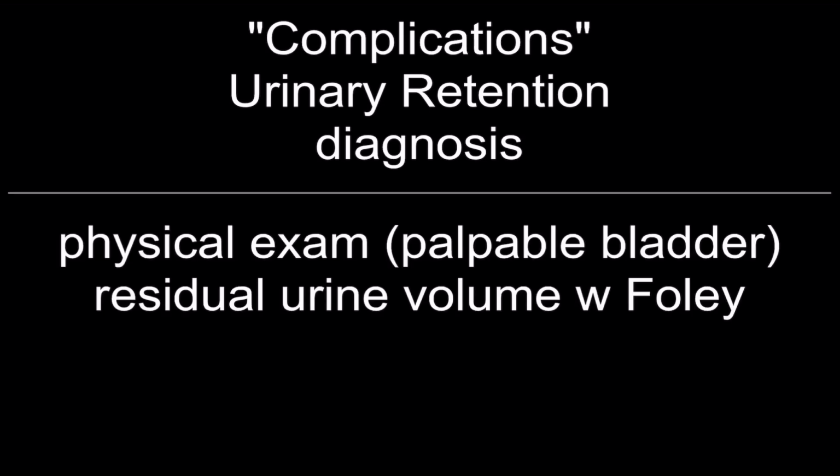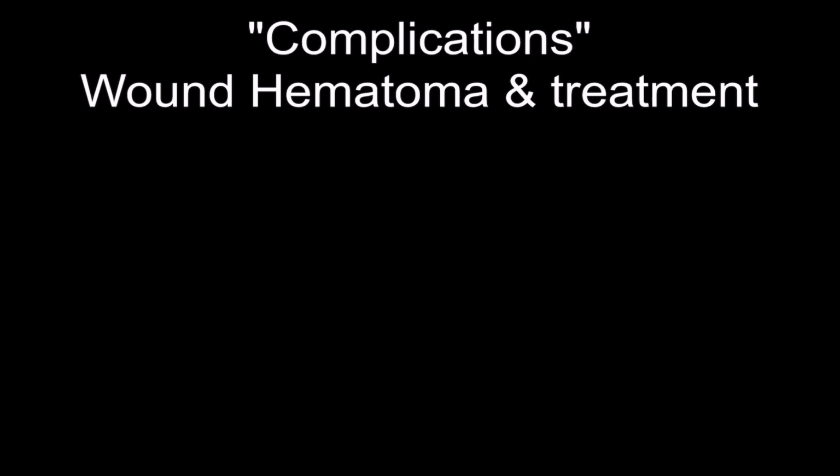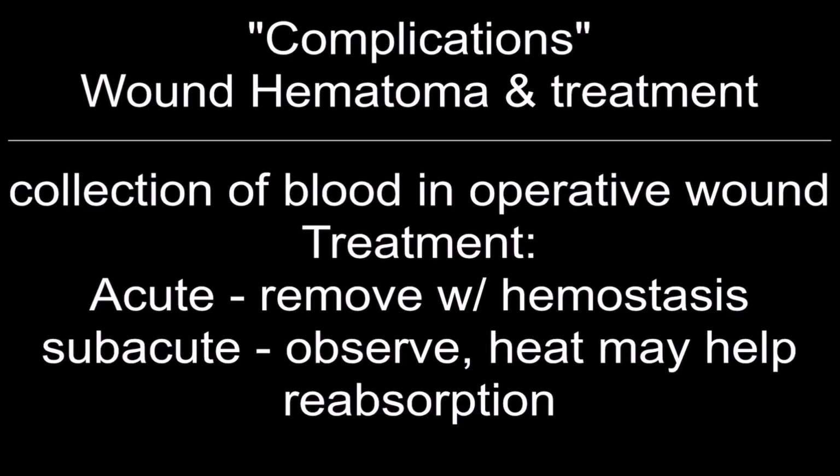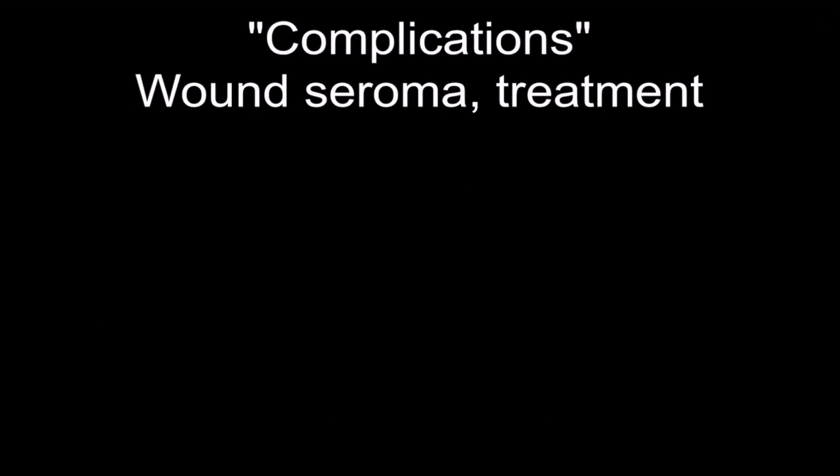Urinary retention, how do you diagnose it? Physical exam, and you should see a palpable bladder and residual urine volume with Foley. Urinary retention treatment. Foley catheter. Wound hematoma and treatment. Collection of the blood in operative wound. If it's acute, you remove it with hemostasis. If it's subacute, you observe. Heat may help reabsorption.